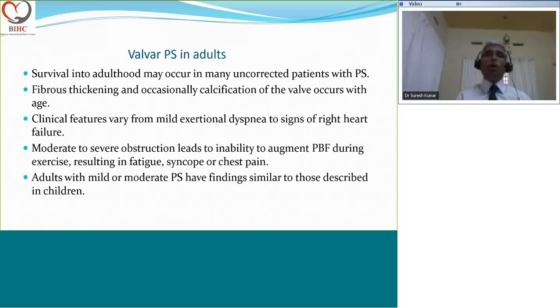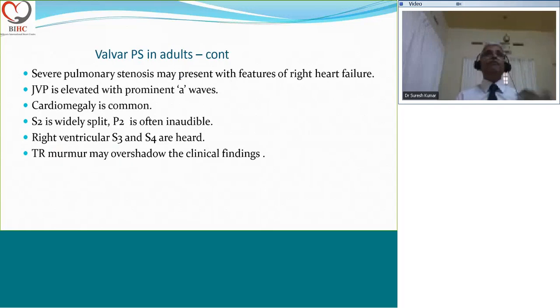You may find overt right heart failure. The JVP may show A waves. Cardiomegaly is common. The second sound is widely split, but P2 is often inaudible. Right ventricular third sound or fourth sound, probably both, may be heard. And the TR murmur might overshadow the clinical findings. And in fact, features of right heart failure may overshadow the clinical findings.